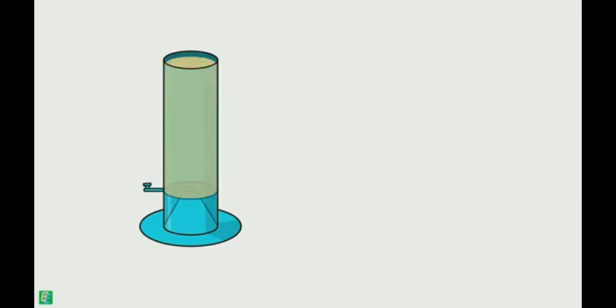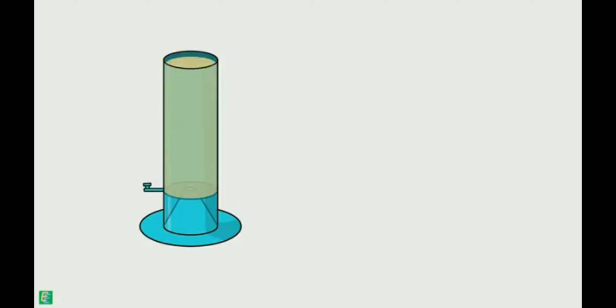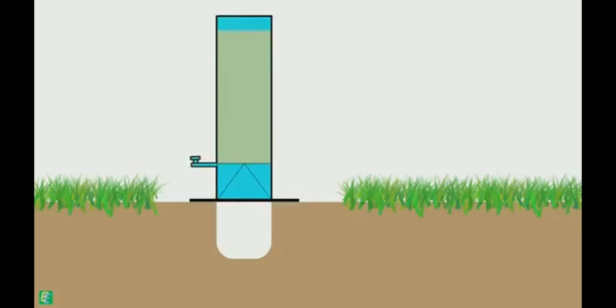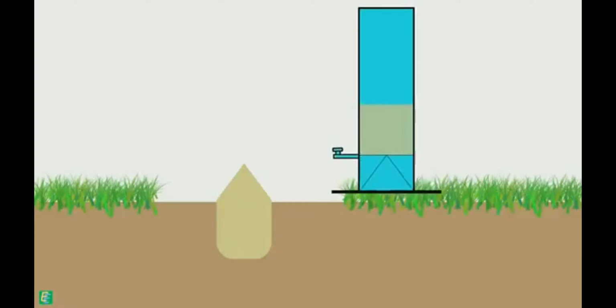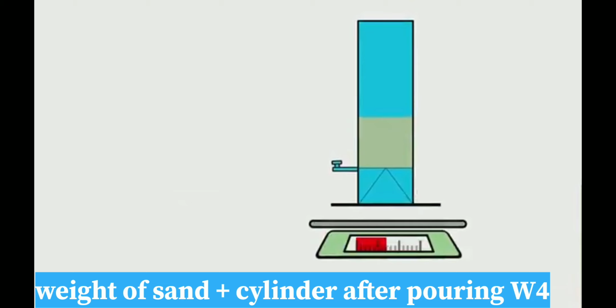Next, fill the sand pouring cylinder with sand up to the top. Again, weigh the cylinder and note down the new W1. Then place this sand pouring cylinder over the excavated hole, concentrically aligned. Open the shutter and allow the sand to flow until no movement of sand is observed. Close the shutter and remove the cylinder. Weigh the cylinder with the remaining sand and note weight W4.